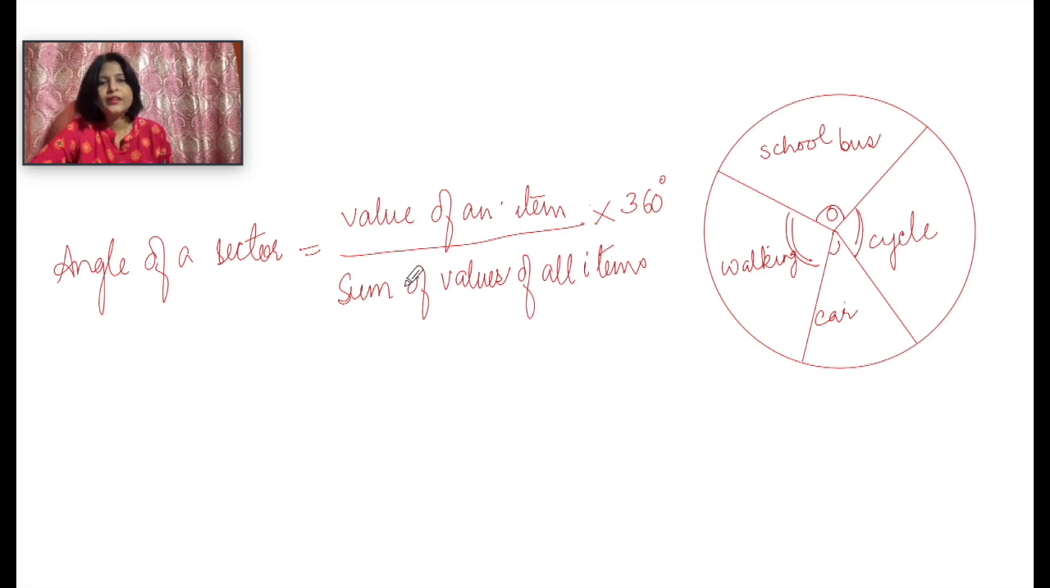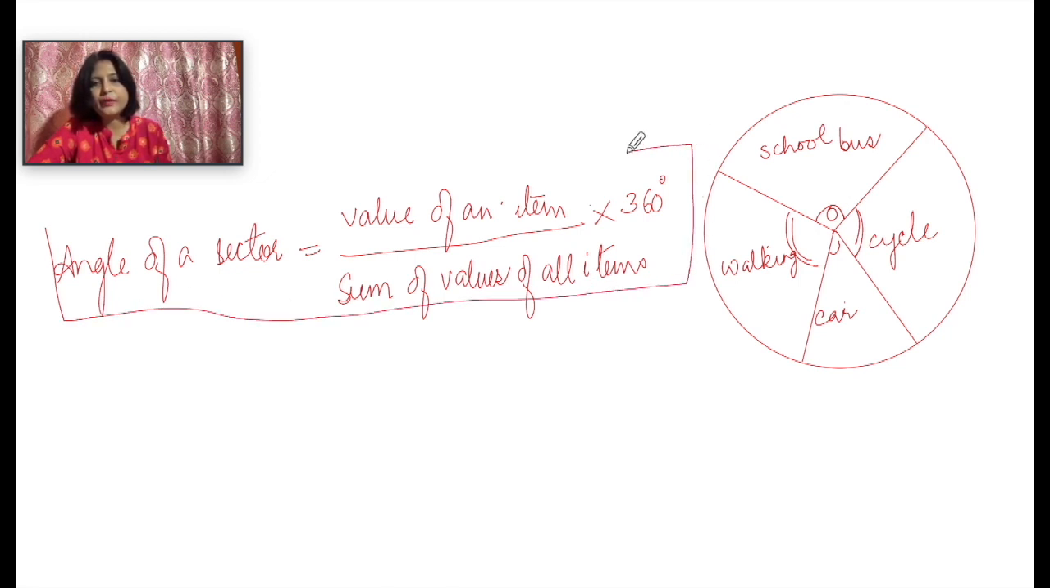items are known, then we can very easily find the angle of each sector. Suppose the angle of each sector is known and sum of values of all items are also known, then value of an item can be found out. So out of these 3 terms that we see here, that is angle of a sector, value of an item, sum of all values of all items, if any 2 of these things are known, then the third can be found out. So this particular formula is very important to be remembered to do pie chart.